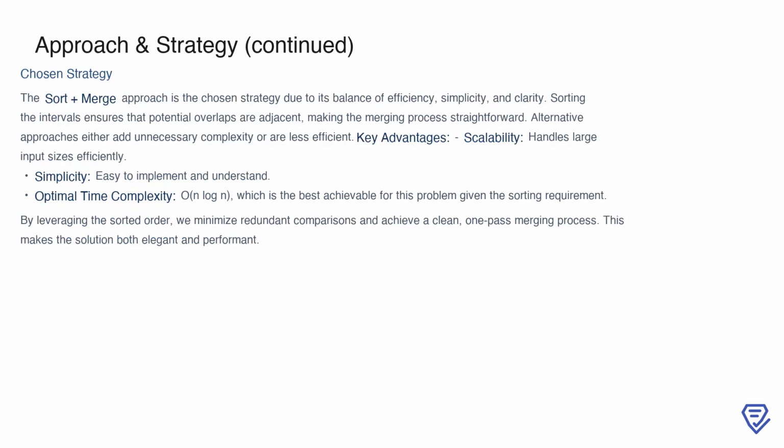Among the various strategies considered, the sort and merge approach stands out as the best choice due to its efficiency, clarity, and ease of implementation. Sorting the intervals ensures that any potential overlaps are adjacent, which reduces redundant comparisons and makes the merging process straightforward. This scalability allows it to handle large input sizes efficiently.